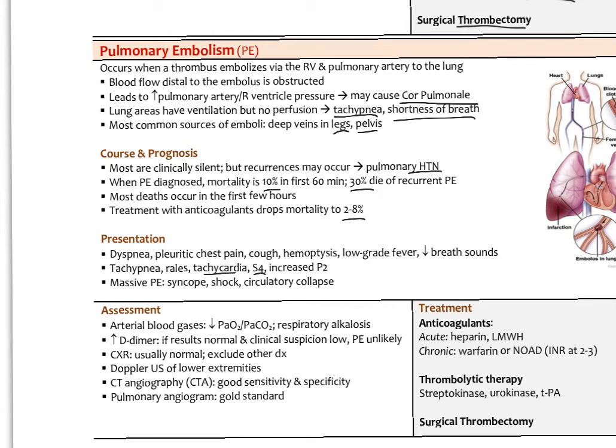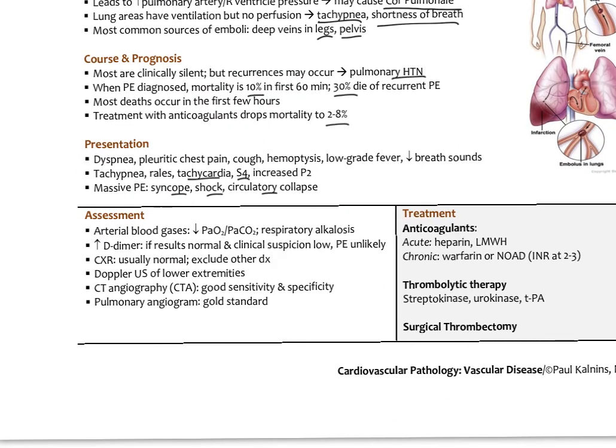And then a massive PE, there might be syncope, shock, and even circulatory collapse. And those are the ones we sometimes hear about. A person went on a 12-hour plane flight, they got off the plane, an hour later they die of a PE because a clot, a thrombus, had formed in their deep veins in the legs, and it broke off and embolized to the lungs, causing a massive PE.